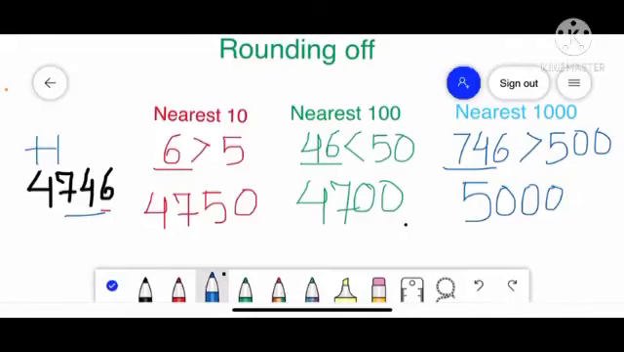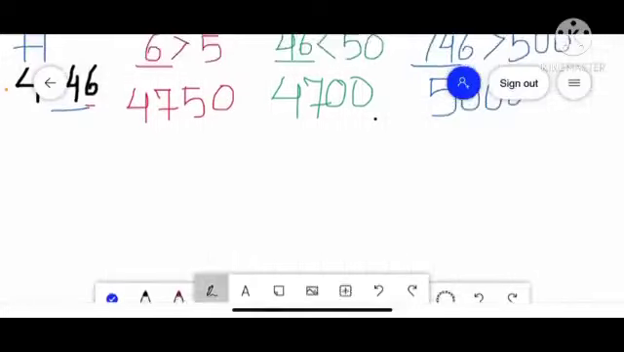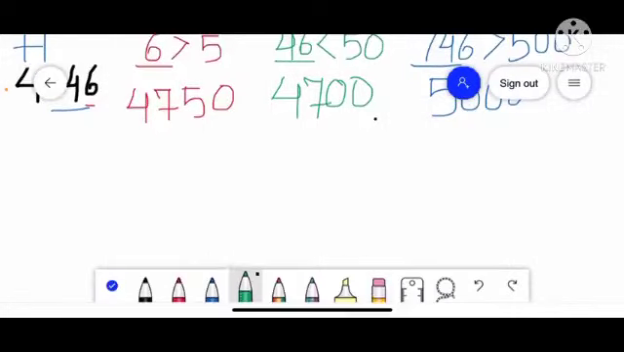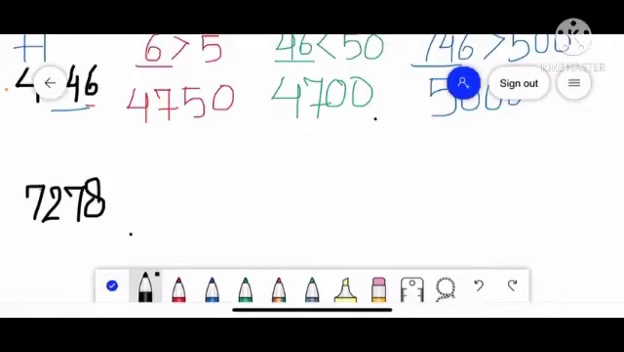Now let's take the other example: 7,278. Now for rounding off to the nearest tens, we are going to check the last digit that is on the ones place, 8 with 5, and we know that 8 is greater than 5.